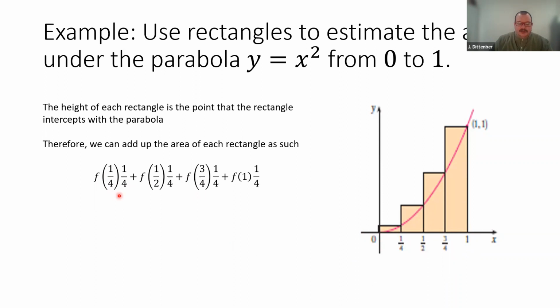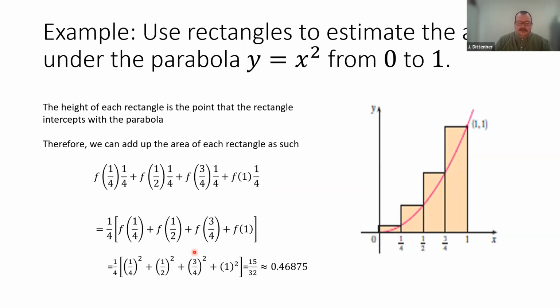And each rectangle has width 1/4. So I've got height times width plus height times width plus height times width, like this. We can factor out 1/4, and then this is what we get. After we plug in the values into our function, we're going to get an approximation. It's approximately 0.46875, which is precisely 15/32.